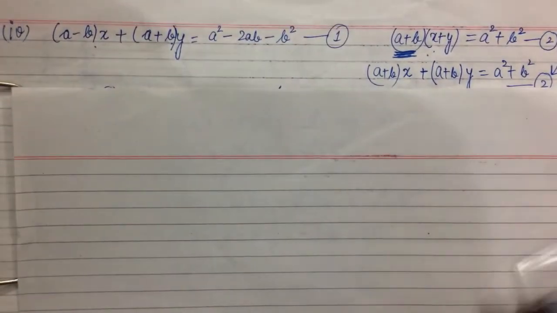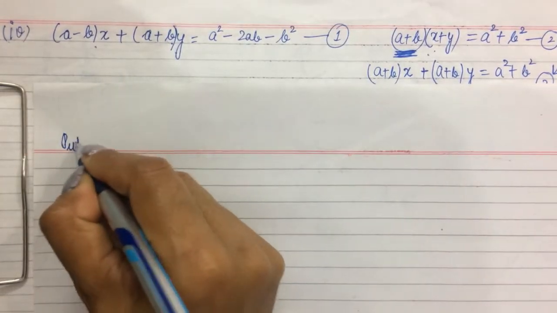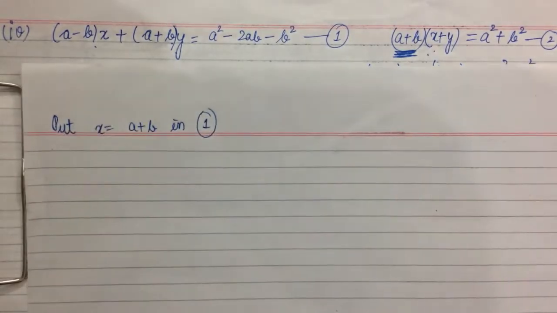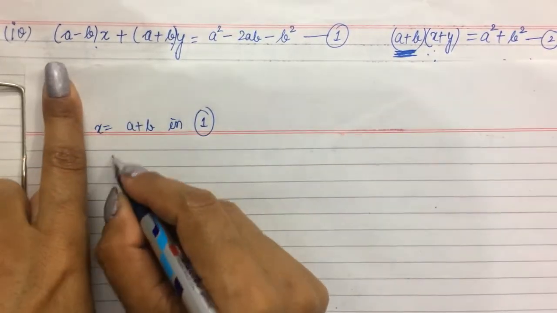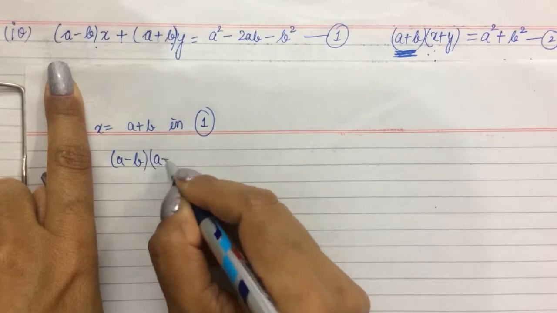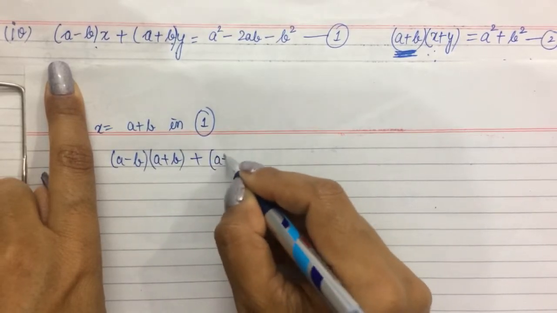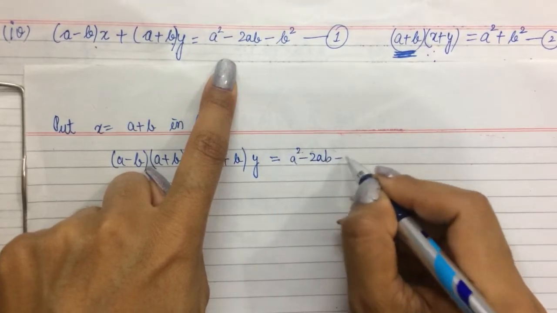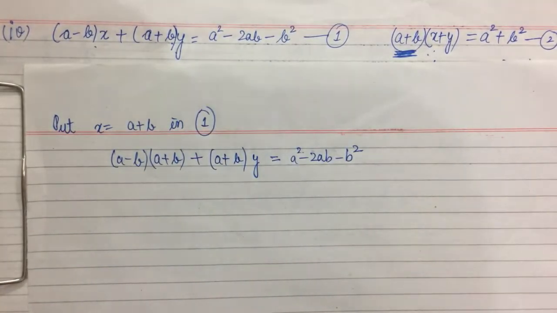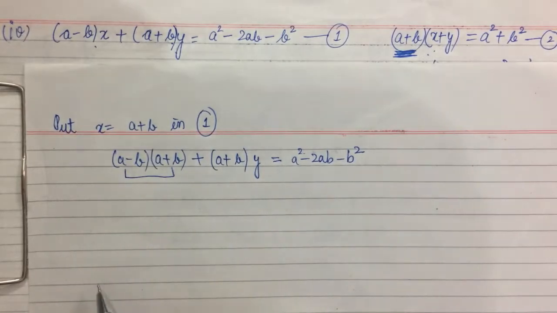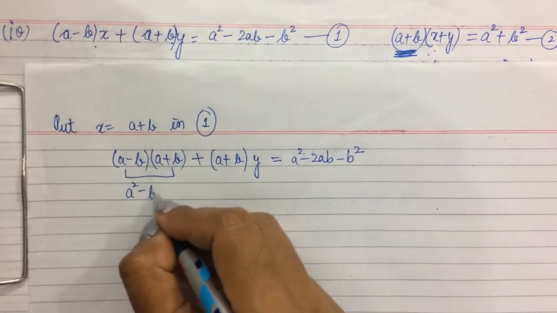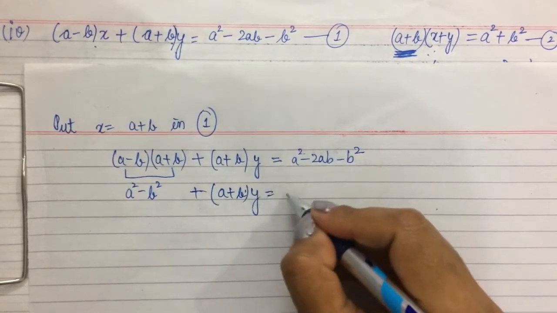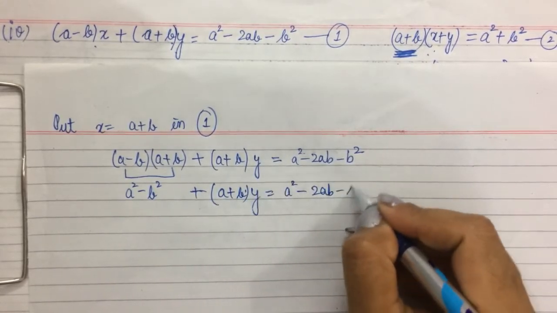So the first equation that we have is this. Put x equals to a plus b in equation number 1. So a minus b into a plus b plus a plus b into y equals to a square minus 2ab minus b square. Take your time. This is an identity. So this will be a square minus b square plus a plus b into y. This will be right hand side as such.